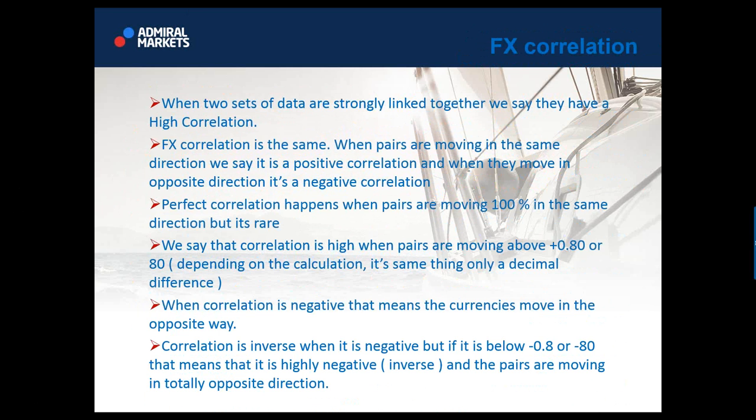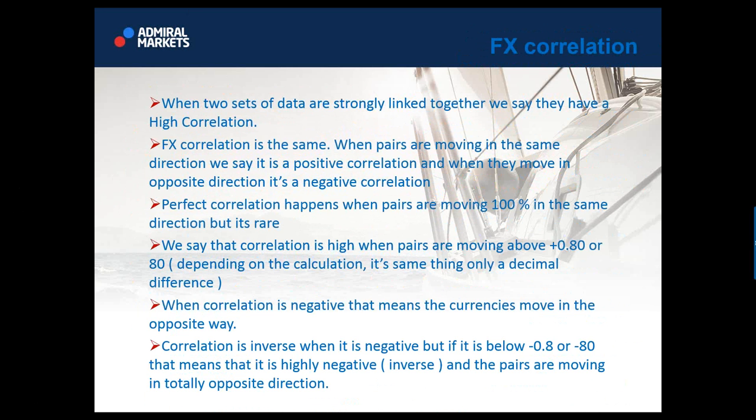Okay? The important thing is that when two pairs are moving in the same direction, we call it a positive correlation. But when they move opposite, we call the correlation negative. That is very important, guys. Because some pairs can have a highly negative correlation, such as euro dollar and dollar Swissy. So they are moving opposite to each other, okay?